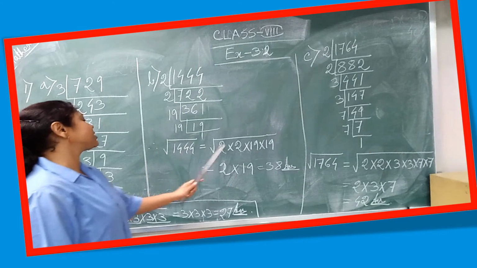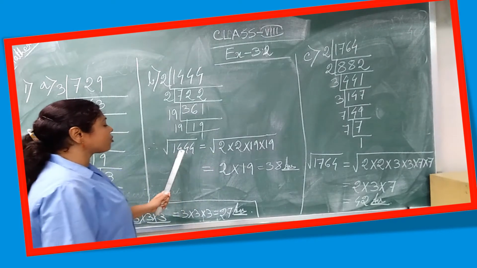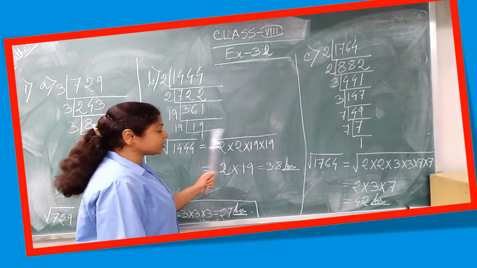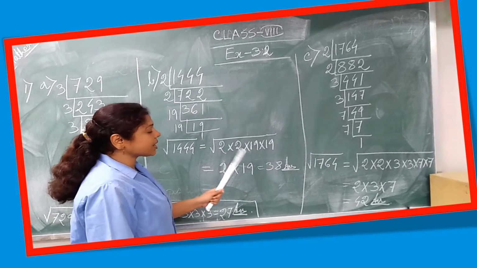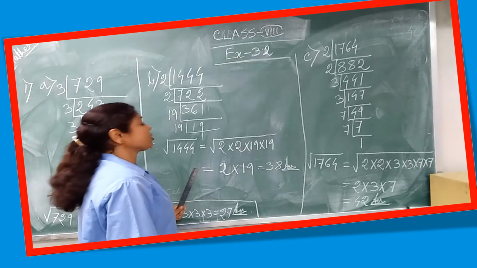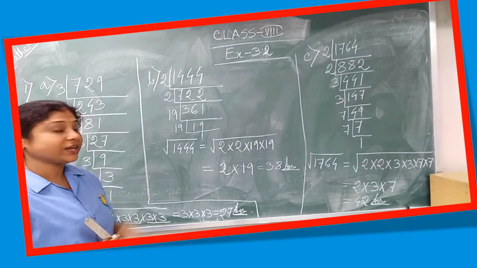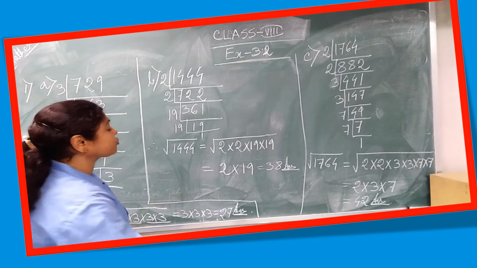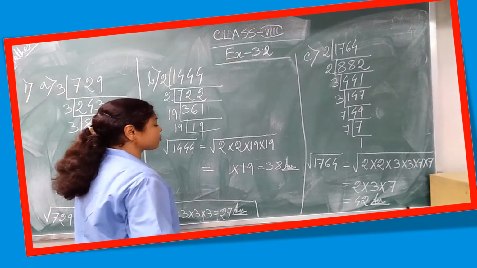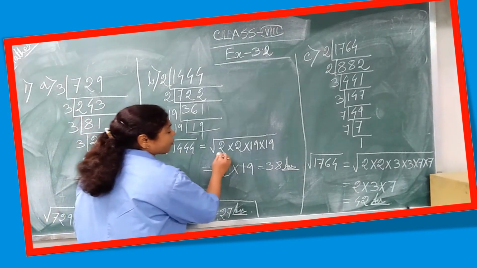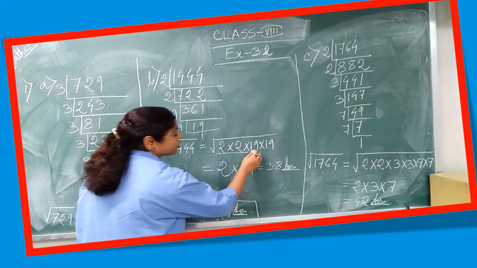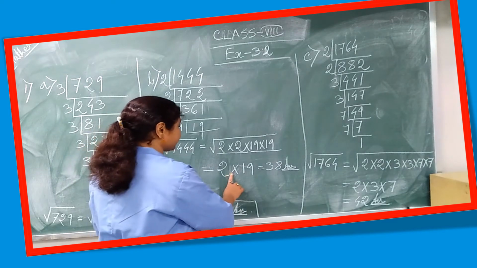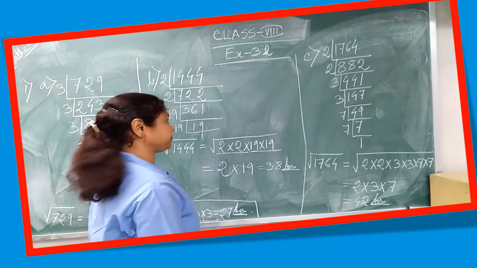So after giving the square root sign, we will give root over 1444 equal to root over 2 into 2 into 19 into 19. In the next step we will not give the square root sign. Instead of that, we will write 2 into 19. Why will we write 2 into 19? Because for a pair of 2s, one 2 we will write, for a pair of 19s we will write one 19. So it is coming 2 into 19, that means 38, the answer.